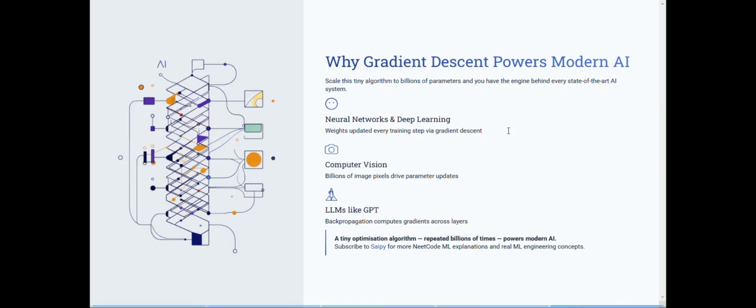So this is the tiny optimization algorithm which is powering modern AI systems. And this is exactly why gradient descent is one of the most important concepts in machine learning.